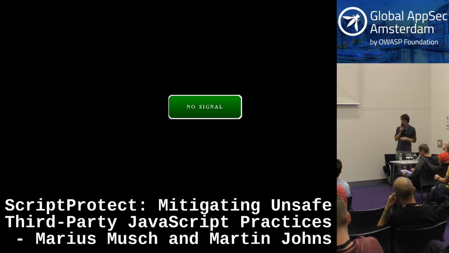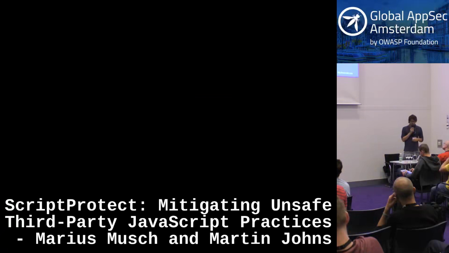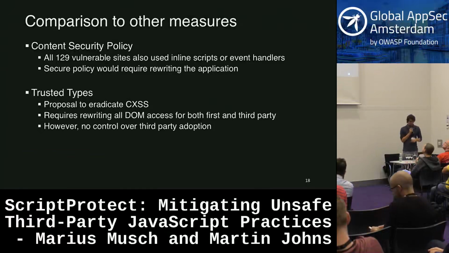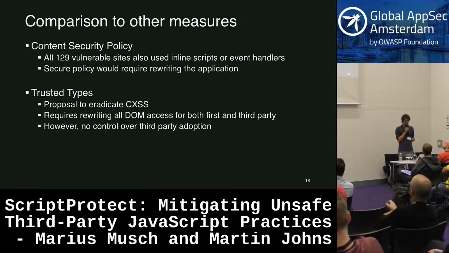Just as a quick comparison, you might know there's some other stuff out there like Content Security Policy. For the 129 vulnerable websites, we found that all of them used inline scripts or event handlers, so they had to deploy an insecure content security policy. And if they want to use a secure policy, they would again need to rewrite the application. That's basically the very same thing we wanted to not have as a requirement for our protection. So that's why in this case, a CSP didn't help much.